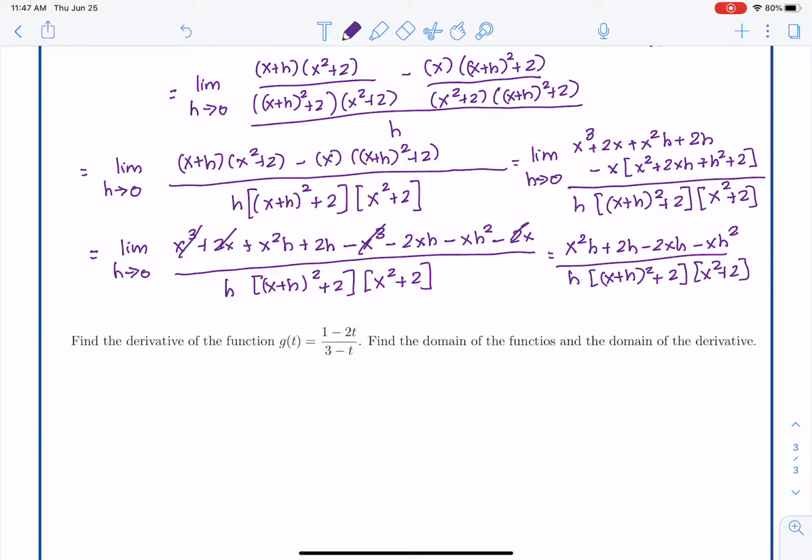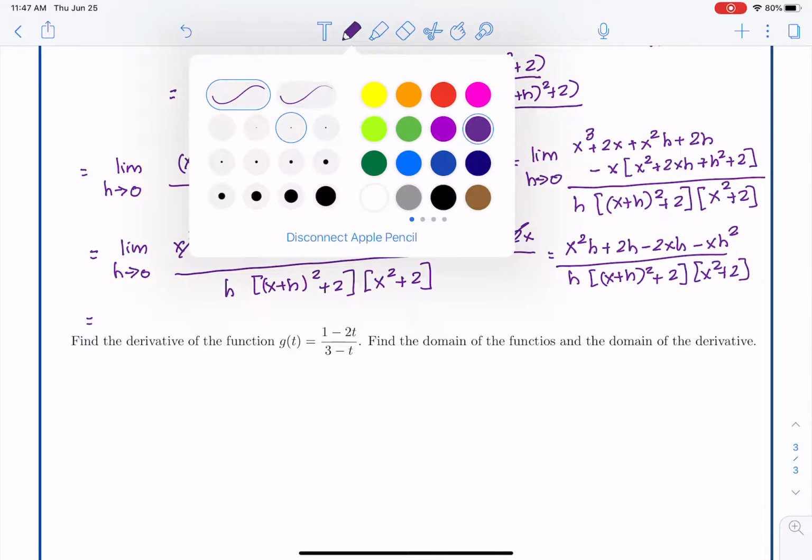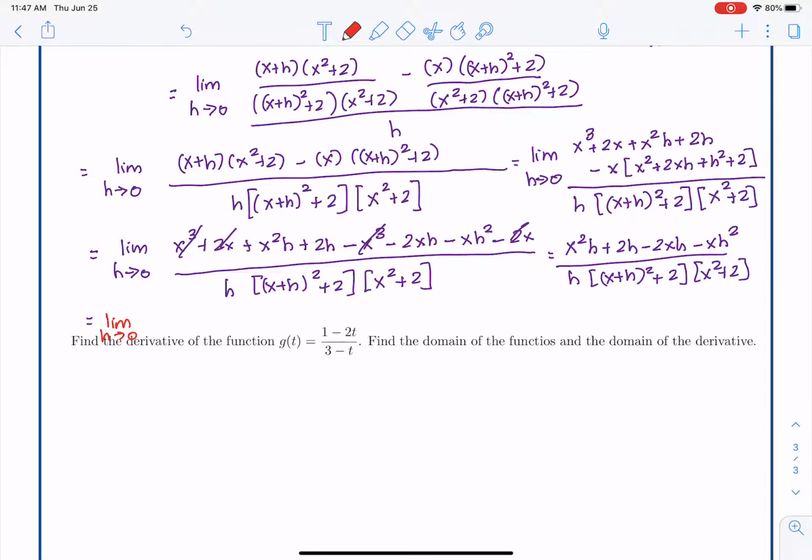There is an h in common in the numerator, so let me switch colors here so you can see things better. H approaches 0. Pull the h out, I have x squared plus 2 minus 2x minus xh, and divide that by h times x plus h squared plus 2 times x squared plus 2. The h's would go away. Limit h approaches 0. We have x squared plus 2 minus 2x minus xh divided by x plus h squared plus 2 times x squared plus 2.